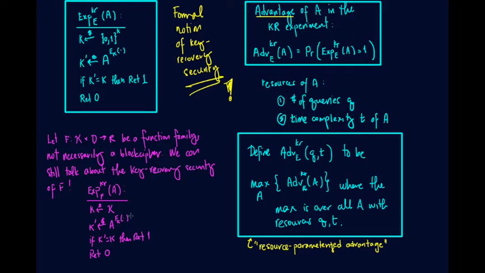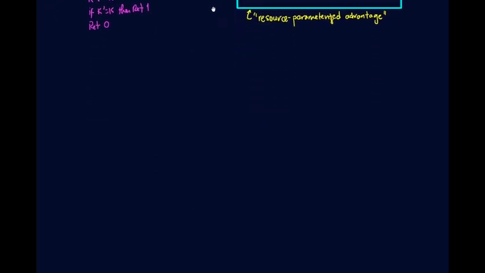Okay, enough about that. So what I want to do now is to think about this advantage just a little bit. I'd like to say something about what is the advantage of a particular attacker in this experiment. So I want to give a particular attacker. So let's give a particular key recovery attack and see what its advantage is.